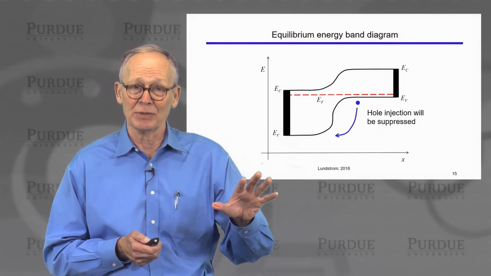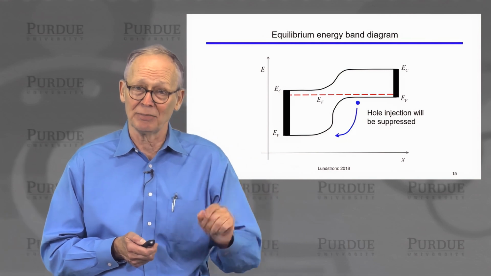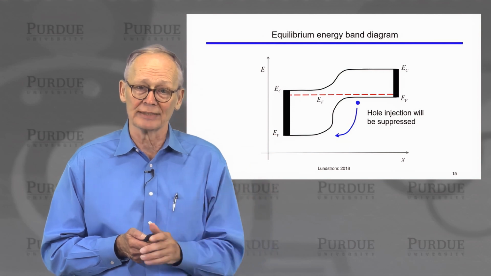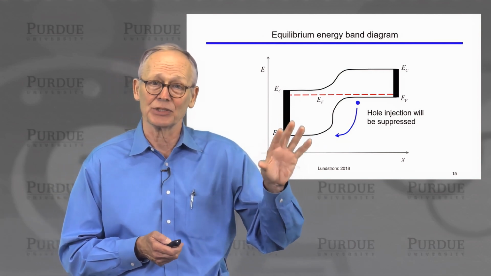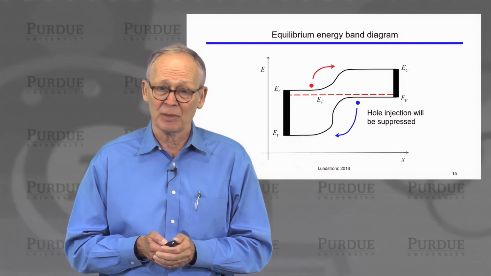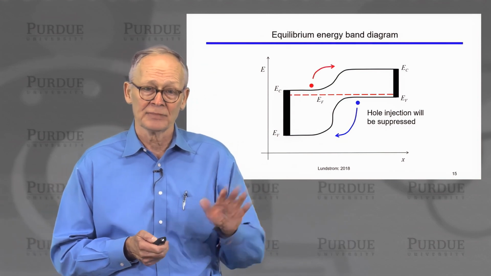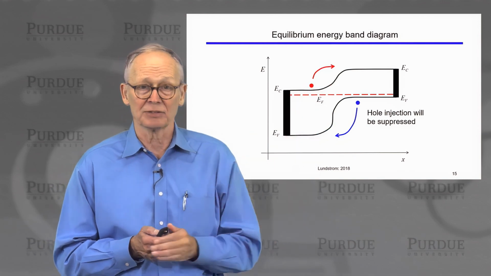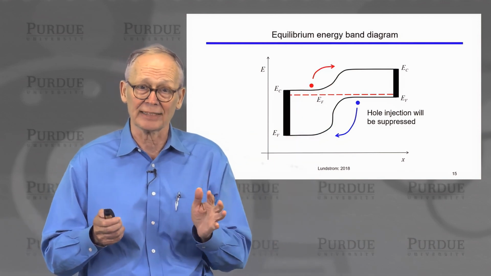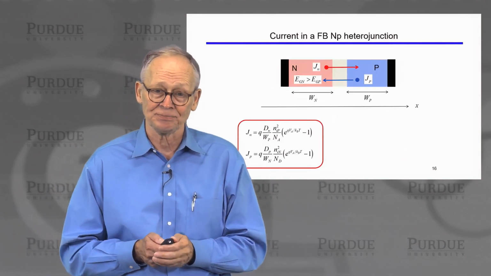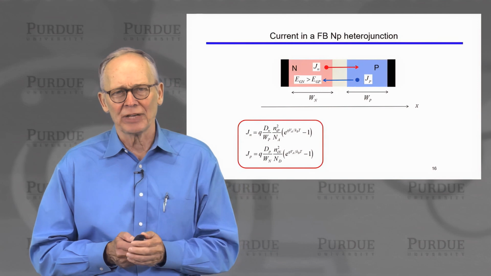So the key reason for doing this, we'll see when we talk about bipolar transistors, is that this will suppress one of the two currents. This will suppress the current that we don't want, the injection of holes into the N region. But we have the same barrier for electrons injected from the wide band gap N region into the small band gap P region. We haven't suppressed that. That's the current that we're going to want in an NPN transistor. So how do we describe these?